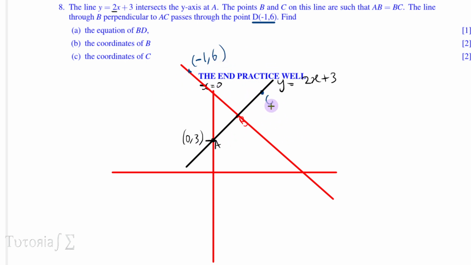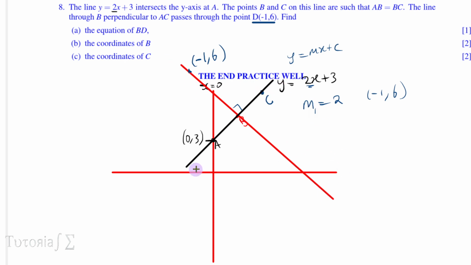Now what we are required to do is find the equation of BD, this red line here. So what we need is the gradient of this line. This is in the form y is equal to mx plus c. The gradient of this black line, m, is equal to 2. Then to find the gradient of the perpendicular bisector, we use the formula. We have a point which is -1,6, so we use this same formula to find c. First of all, we need to find the gradient of this other line.